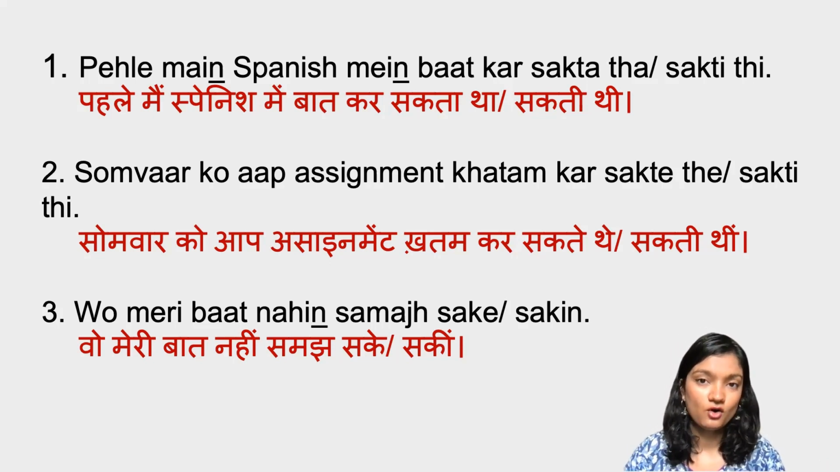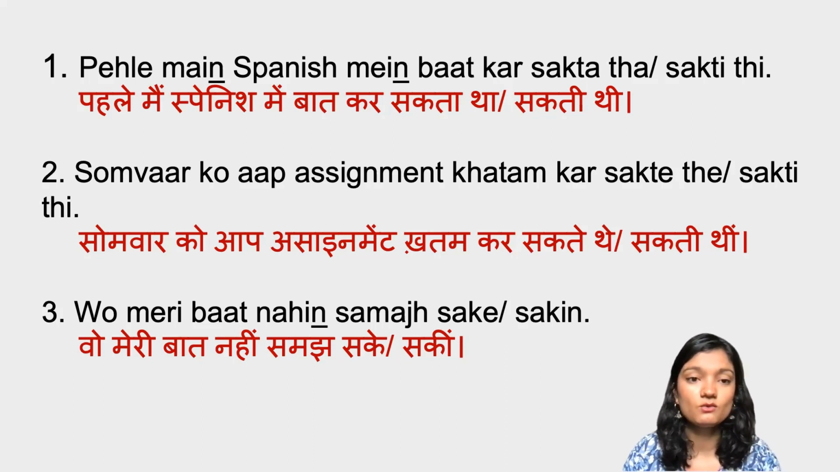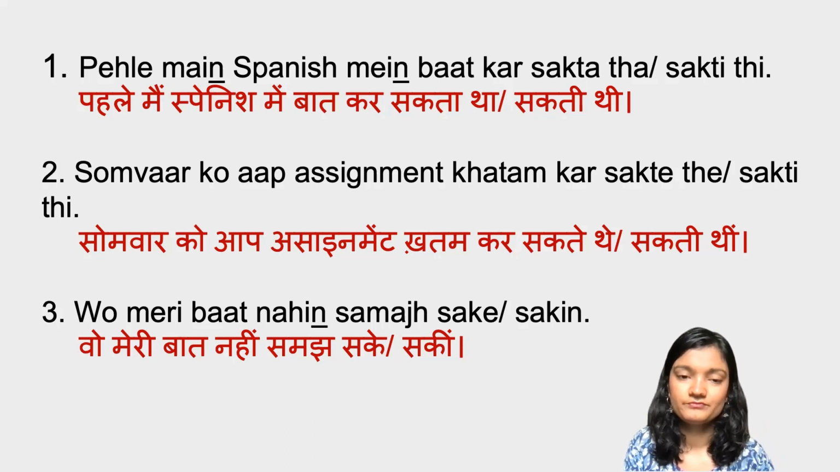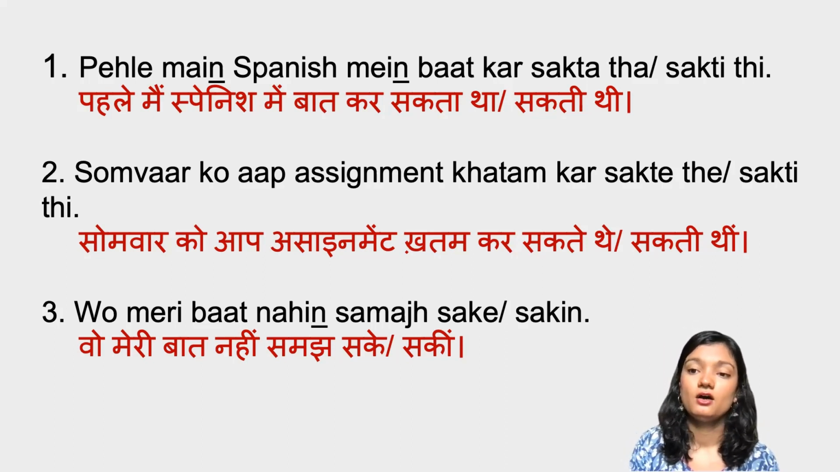सोमवार को on Monday. If you know the word for on in Hindi, then you might be wondering, why is it not Somvar par? Why is it Somvar ko? That's because days of the week in Hindi are always followed by this postposition, ko. Somvar ko to mean on Monday. Ravivar ko on Sunday. Mangalwar ko on Tuesday and so on. Okay. So सोमवार को आप असाइनमेंट खत्म कर सकते थे. You could have completed the assignment on Monday. और खत्म कर सकती थी when you speak to a female.